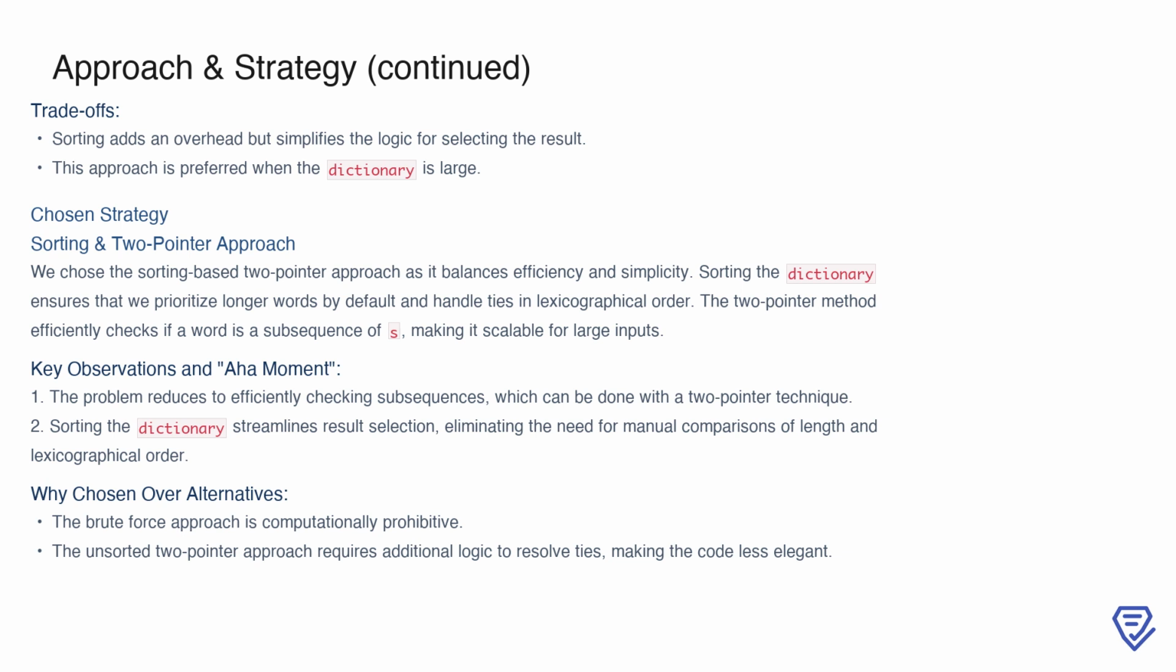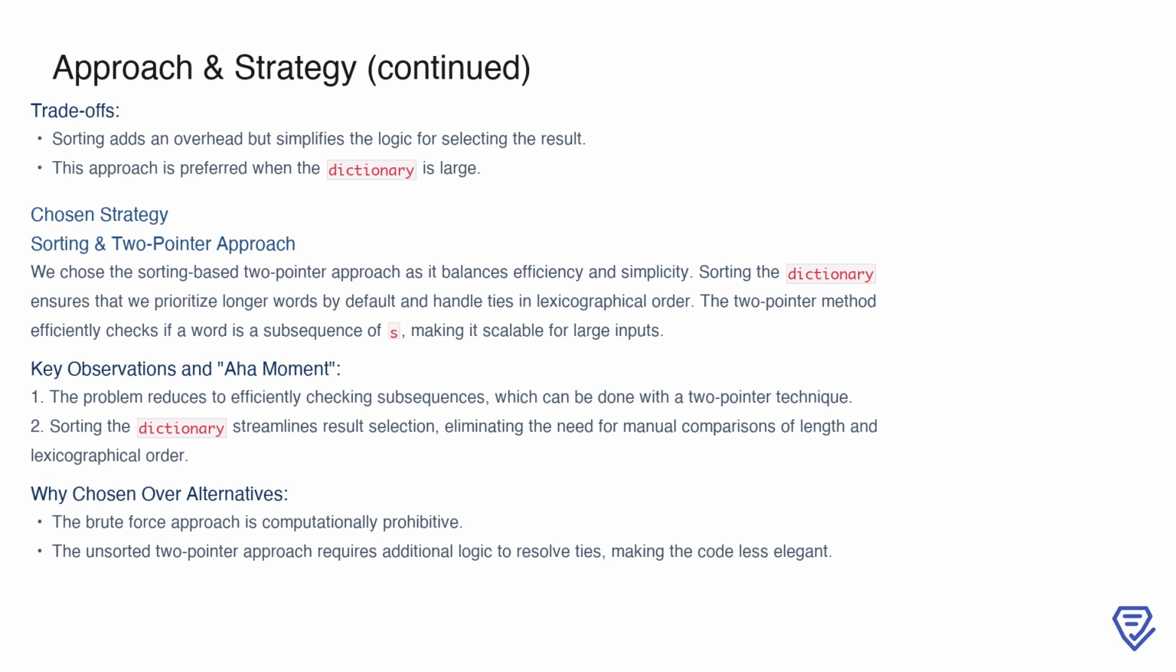After exploring the alternatives, we chose the sorting-based two-pointer approach because it balances performance and simplicity. Sorting helps us prioritize longer words and handle ties automatically, while the two-pointer technique efficiently checks subsequences. This combination ensures that our solution scales well even for large inputs.